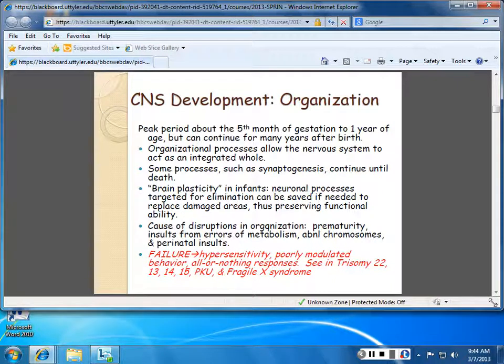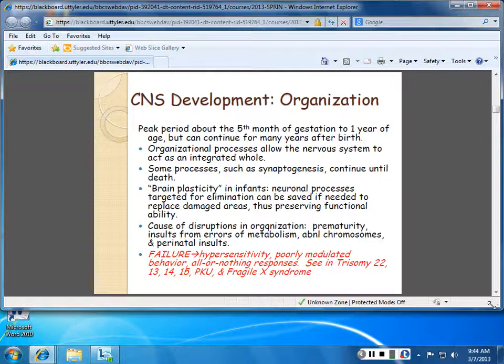Some processes, such as synaptogenesis, continue until death. You are engaged in the process of synaptogenesis in this class. You're learning new skills, new techniques, and as you practice them, they're going to get easier and easier for you, right? I learned synaptogenesis when I learned to play the pipe organ. I was so proud when I could play the pedals and the keyboard and not fall off into the pedals. That was synaptogenesis. I was learning new things.